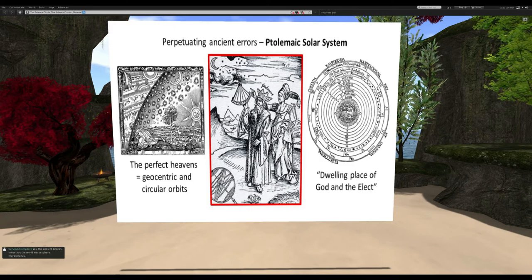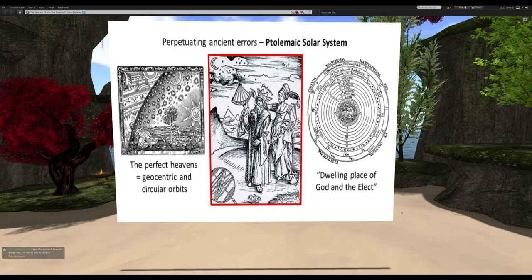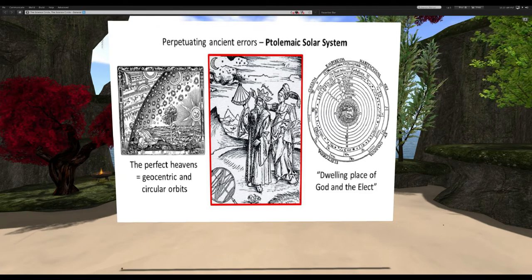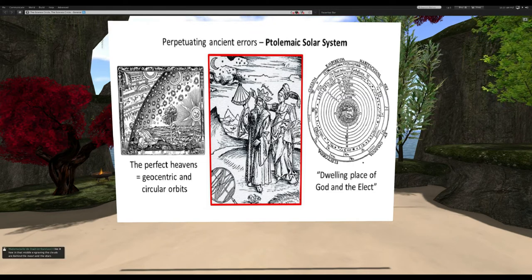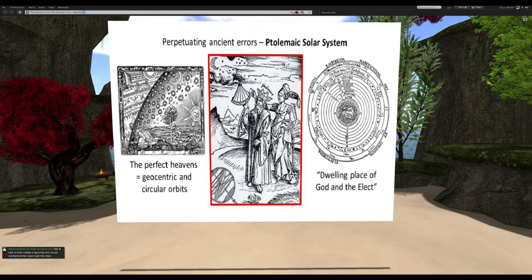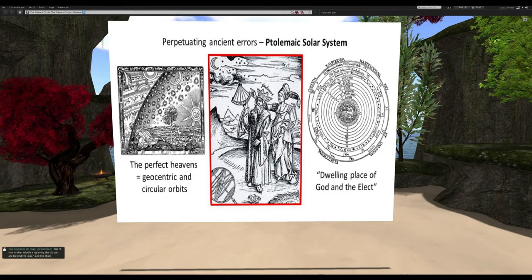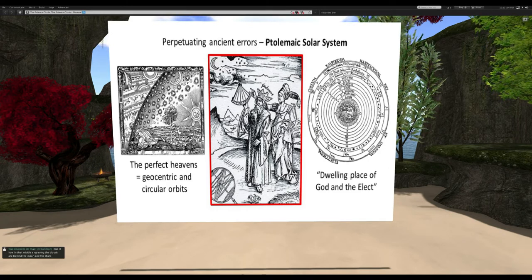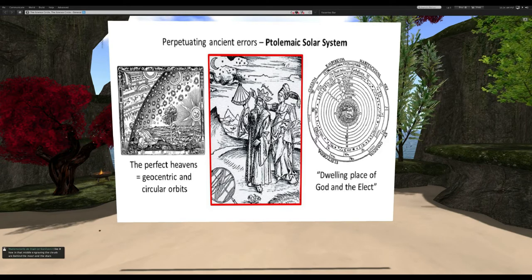Okay, in any case, let's take a look at the Ptolemaic solar system, because it has a lot to do with our current calendar, believe it or not, and with other calendars around the world. Here we see Ptolemy wearing a crown like a king. Instead of the sun at the center and the earth in orbit, basically you're looking at the Ptolemy system. He preferred an imperfect earth at the center and the perfect heavens above.